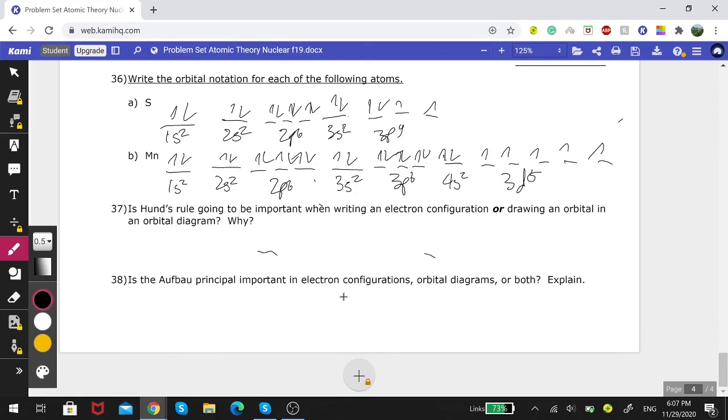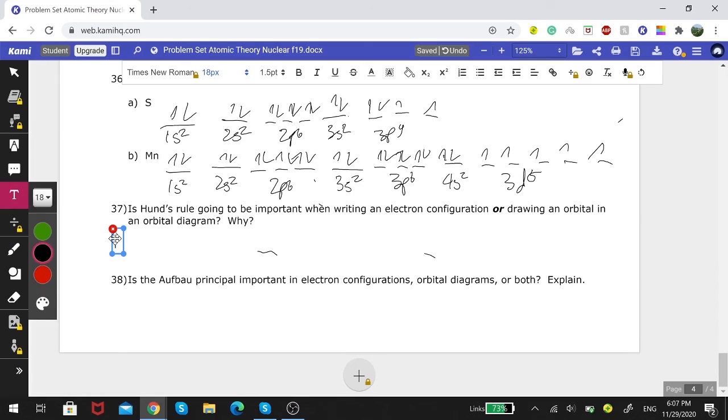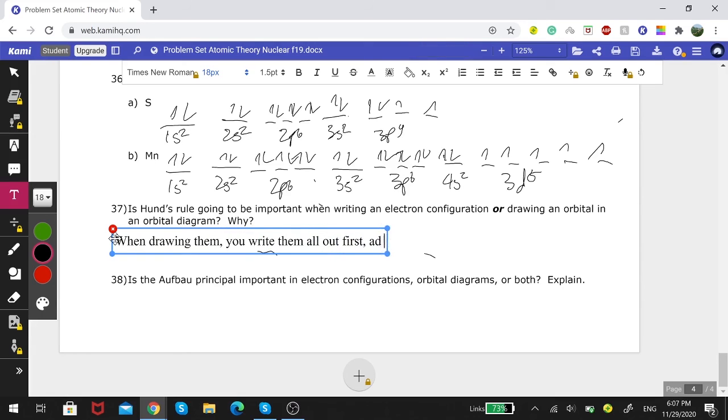Now, is Hund's rule going to be important when writing an electron configuration or drawing an orbital diagram? Yes, it will be when drawing them. You write them all out first, and then pair them if they are extra. Hund's rule states that electrons do not pair unless they have to. It's not important when writing the electron configuration.